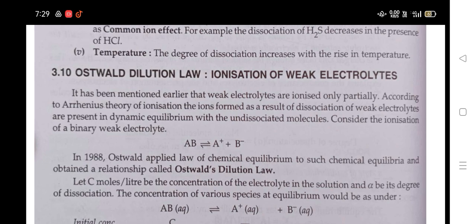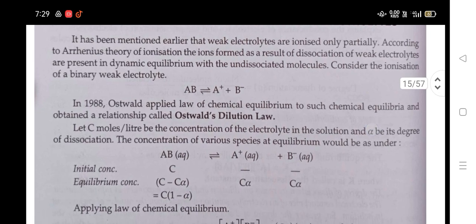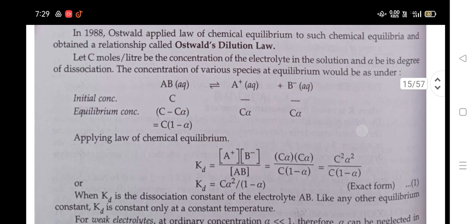In 1888, Ostwald applied the law of chemical equilibrium to such chemical equilibria and obtained a relationship called Ostwald dilution law. Let C moles per liter be the concentration of the electrolyte in the solution and alpha be its degree of dissociation. The concentrations of various species at equilibrium would be as under. AB ⇌ A⁺(aq) plus B⁻(aq). Initial concentration C, equilibrium concentration C minus C alpha, and then C alpha.